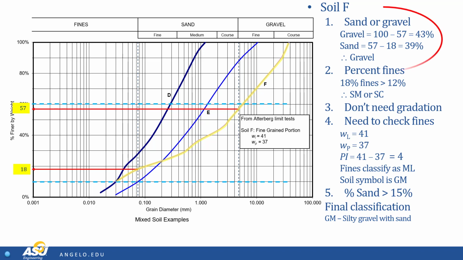The tricky part of classifying this soil is to realize that it's a gravel even though less than 50% of the soil is gravel. Remember, when determining whether a coarse grained soil is a sand or a gravel, the question is whether there's more gravel or sand in the coarse grained fraction of the soil, not whether more than half of the total amount of soil is sand or gravel.